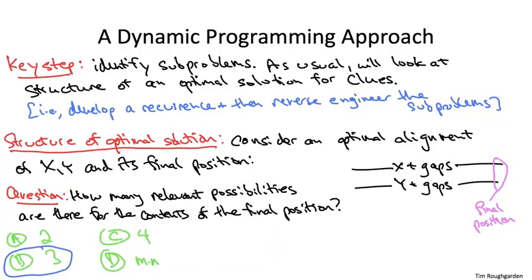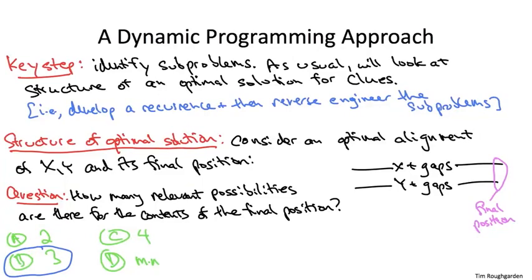So the answer I'm looking for is B, 3 relevant possibilities for the contents of the final position. Let me explain my reasoning. Let's start with the upper part of the final position. Observe that if that's a character of the string capital X, it can only be the very last character. It can only be little x sub m. That's because that's where this string ends. Now, we don't know that little x sub m is in the final position. There might be a gap. Similarly, in the bottom part of this final position, there's two possibilities. There's a gap, or if it's a character of Y, it has to be the final character, little y sub n. So that would seem to suggest 4 possibilities, 2 options for the top, 2 options for the bottom.